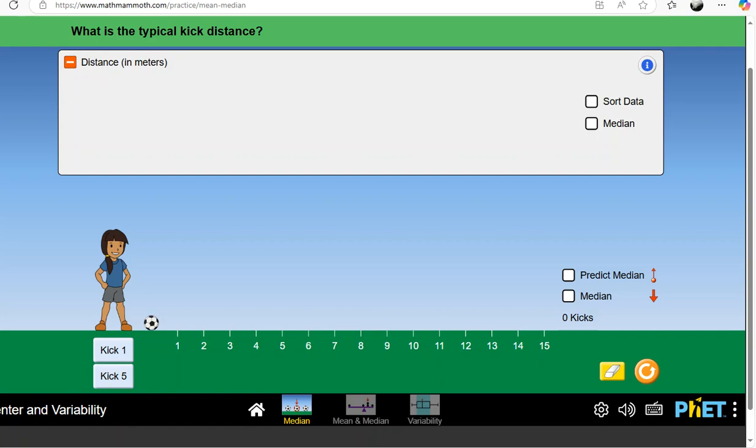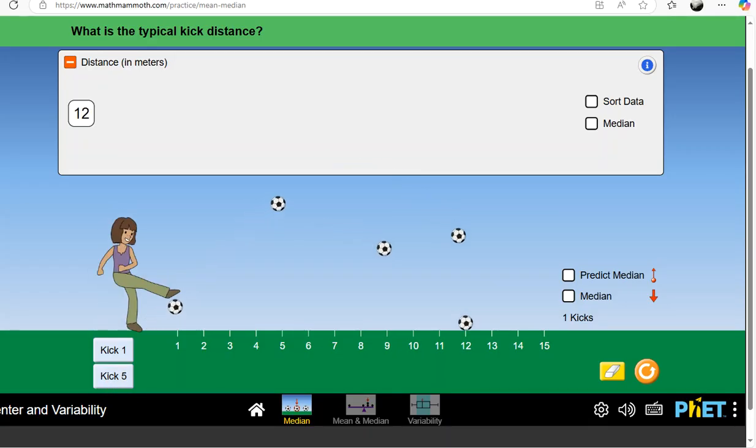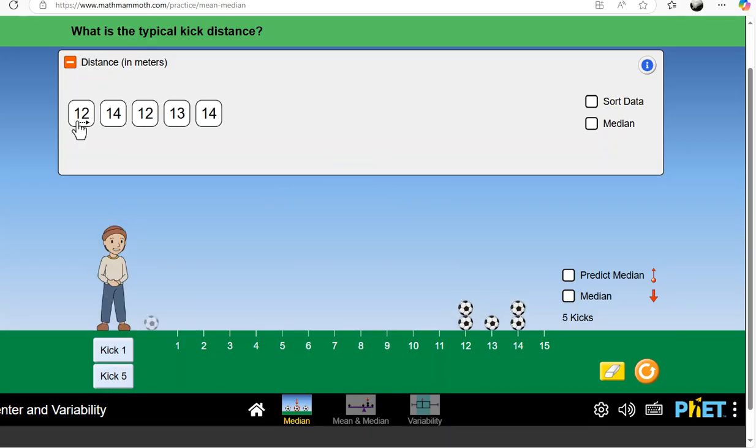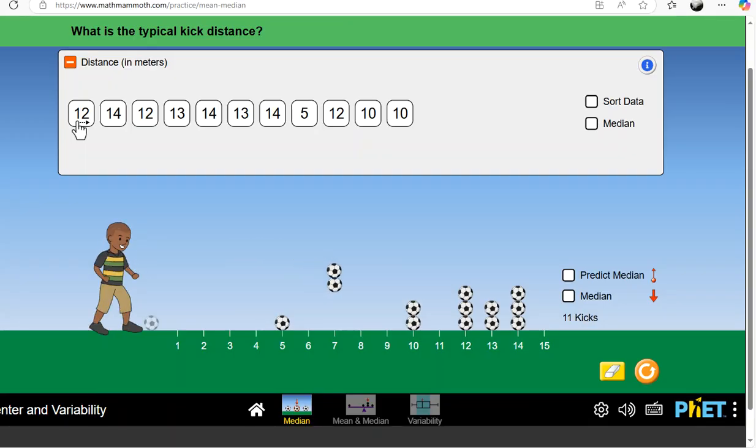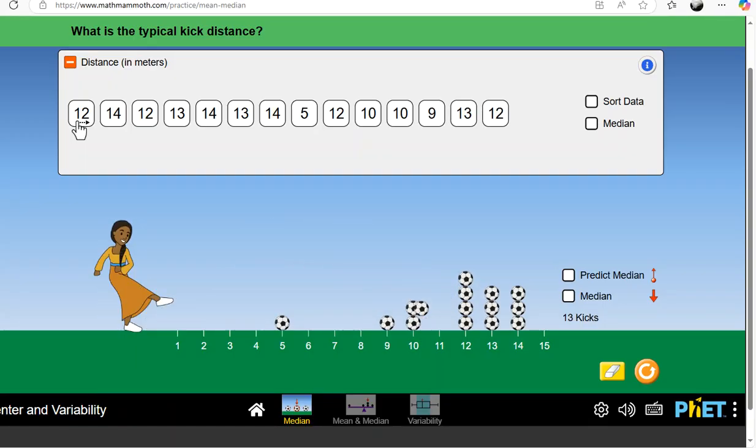So for this, we want 15 trials. So I'm going to click kick 5, 3 times. So they kick 5 soccer balls 3 times for a total of 15. And we'll see how the data is represented by all the soccer balls here. This one does not seem to be very random, but it looks like a lot of people can kick very far.